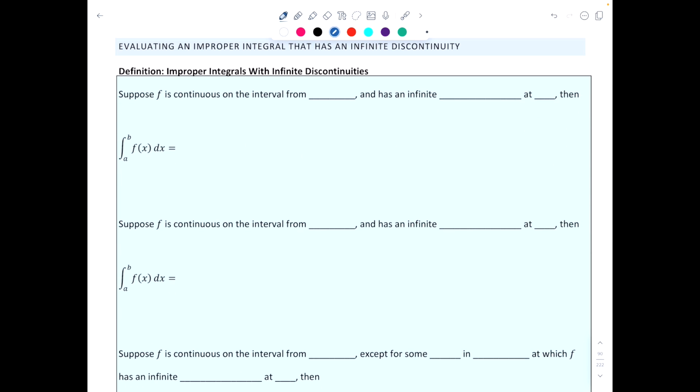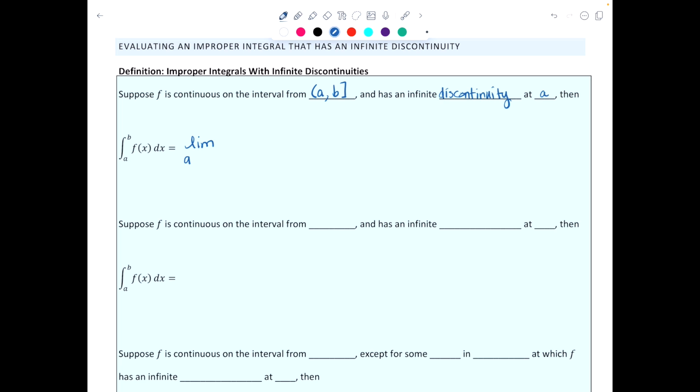All right, improper integrals with infinite discontinuities. This one, the notation's a little weird. Just remember C is a number that you plug in, okay? So C ends up being kind of the problem child. Suppose f is continuous on the interval from A, non-inclusive, to B, inclusive, and has an infinite discontinuity at x equal A.